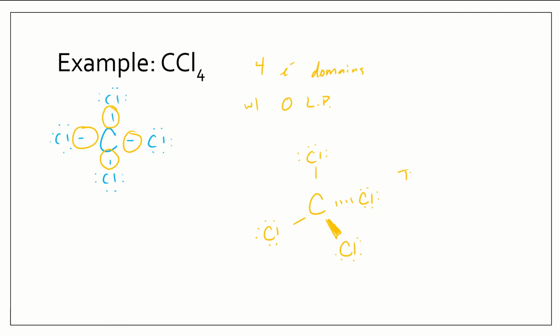So this is tetrahedral in shape. So again, all we did here was take our Lewis diagrams and turn them into a 3-dimensional shape, and that is the VSEPR theory.